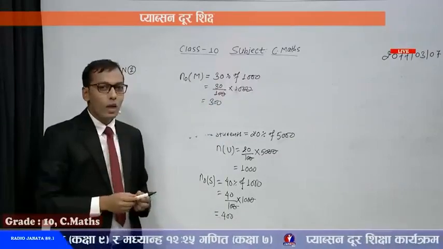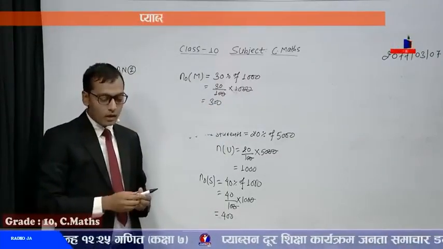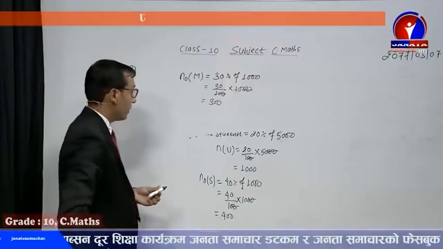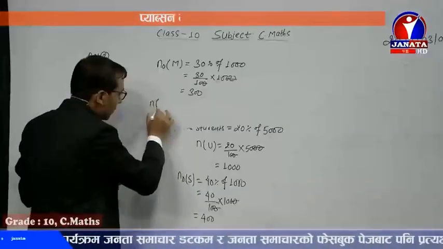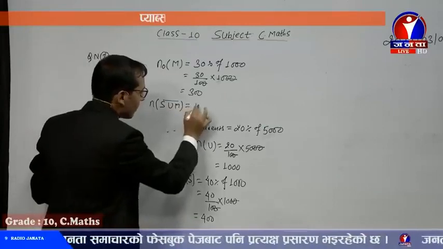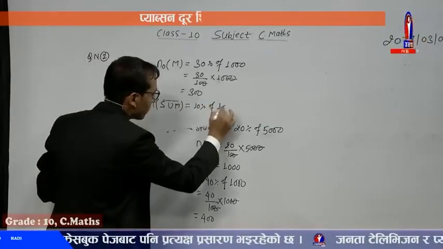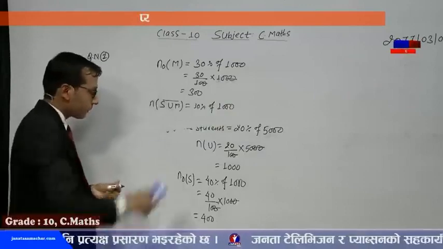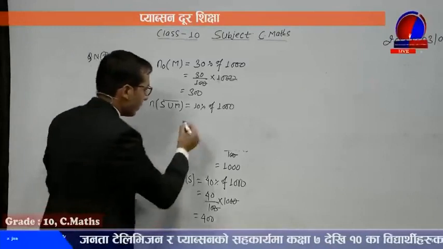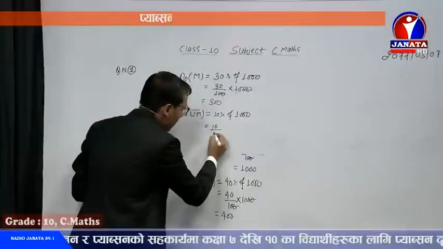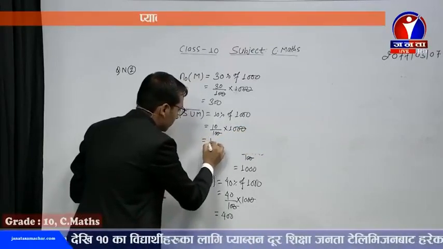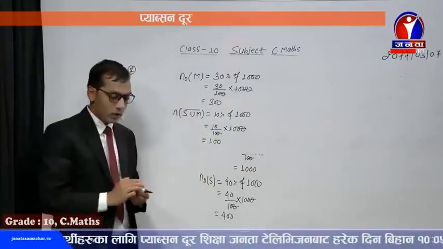And we also have one more piece of information. 10% of them failed in other subjects. So we can take this as the complement. So n of (S union M) complement is 10% of 1,000. I hope you are calculating along with me. So what is 10 over 100 times 1,000? It's 100.